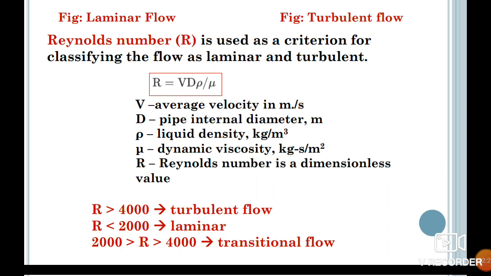In case of pipe flow, if it is greater than 4000, it is turbulent. If it is less than 2000, it is laminar. If it is between 2000 and 4000, then it is transitional flow.